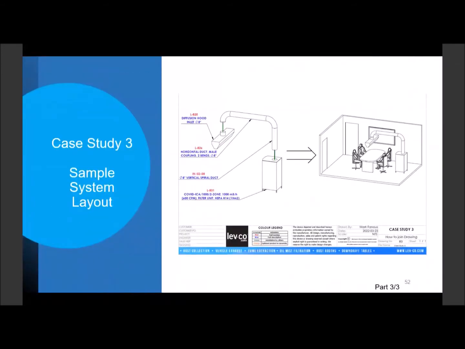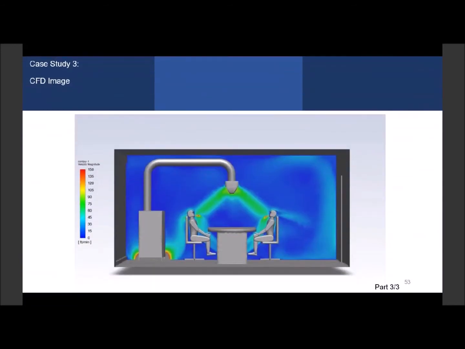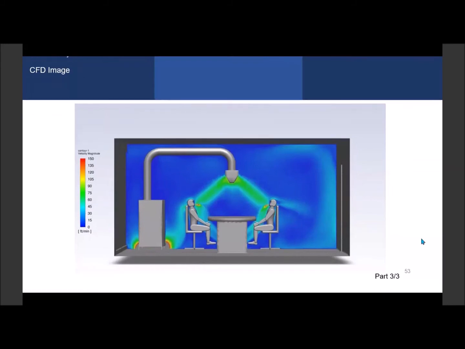There's a little drawing of the equipment used. And here is our CFD simulation. I hope I didn't miss it before, but this is where the air on all of this equipment is being extracted following the clean to less clean guidelines by CDC and ACGIH.